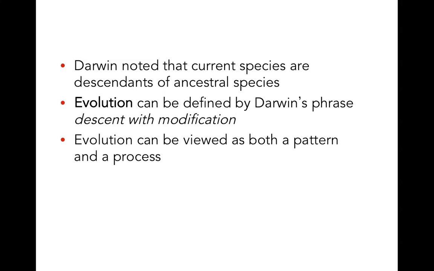And evolution is really considered to be both a pattern and a process, meaning evolution is occurring in the present day. It has happened in the ancient past, and we can see the hallmarks of evolution in the patterns of biological diversity that are present at a single moment in time.